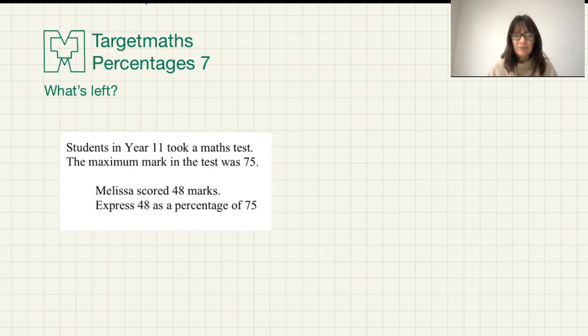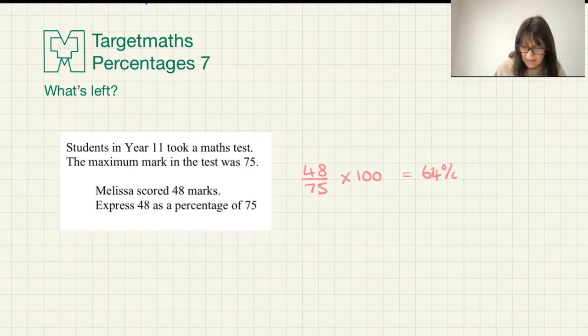it becomes much, much more accessible. So students in year 11 took a maths test. The maximum mark is 75 and Melissa scored 48. So her score is 48 out of 75. Getting that fraction is really easy. Changing a fraction into a percentage is requiring that. And if I'm on a calculator paper, I'm obviously just going to pop that straight in, and I've got my answer, 64%.